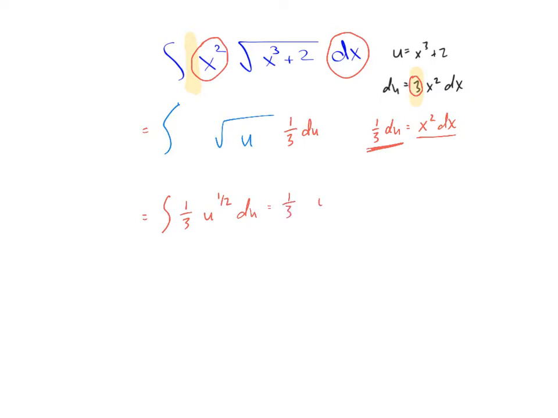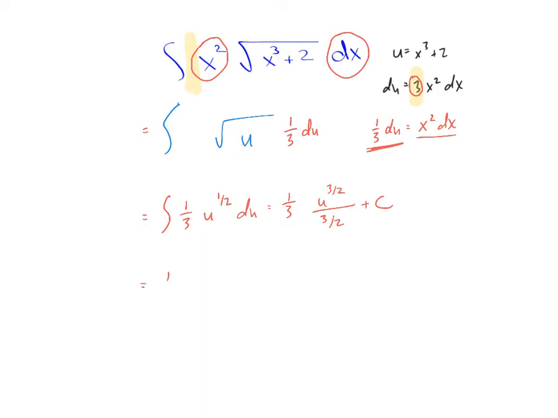1/3 u to the 3/2. Check that: 1/2 plus 1 is 3/2, over 3/2. No bounds, so we write plus c. Two more steps. Clean it up, back substitute.